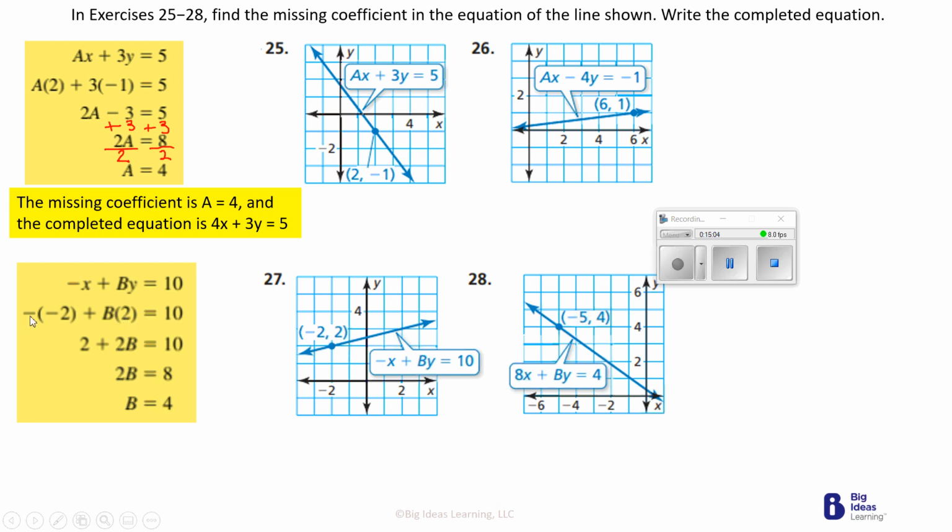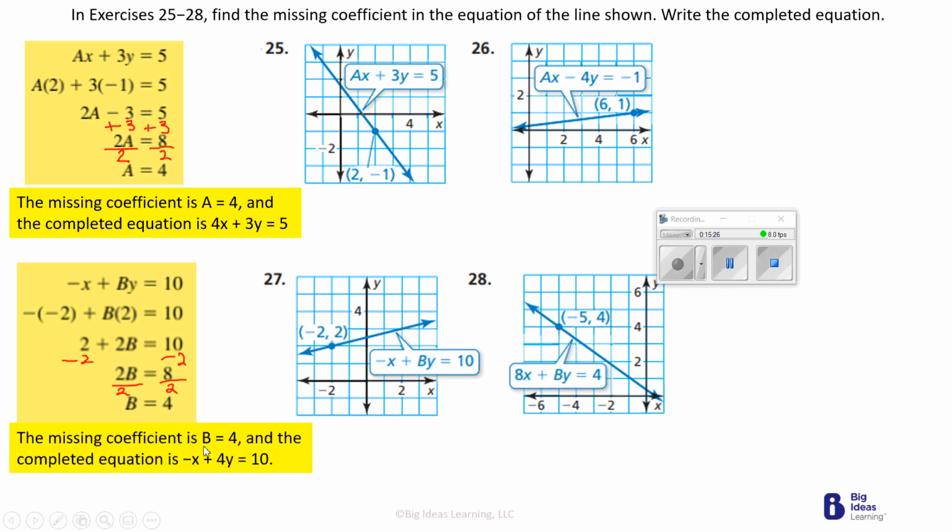Now we have a negative times a negative, which is a positive. We can combine like terms. We'll subtract 2 from both sides here, which means 10 minus 2 is 8. Then we'll divide by 2 to get b by itself. And 8 divided by 2 is 4. So this means our missing coefficient is 4. Our formula should be negative x plus 4y equals 10.